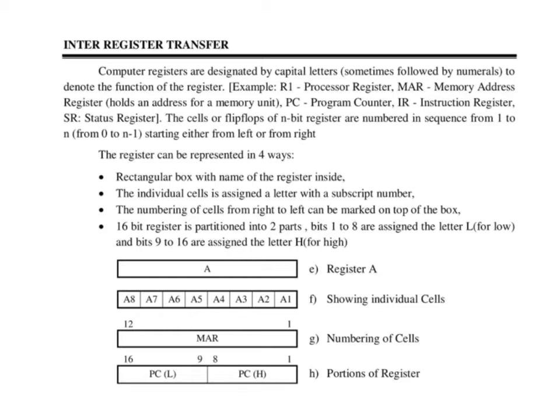The register can be represented in four ways. First is a rectangular box with the name inside the register. Next, the individual cells are assigned a letter with a subscript number. Then the numbering of cells from right to left can be marked on the top of the box. Next, the 16-bit register can be partitioned into two parts, where bits 1 to 8 are assigned the letter L and bits 9 to 16 are assigned the letter H.